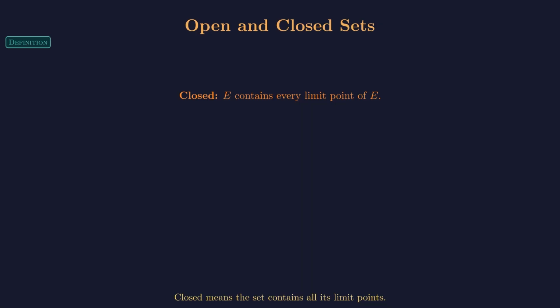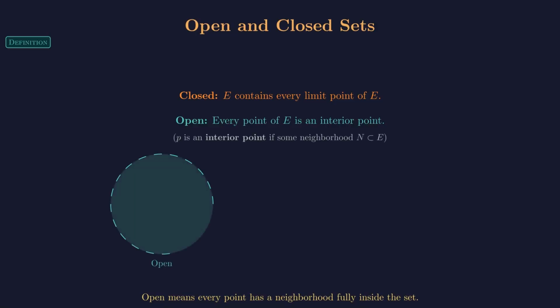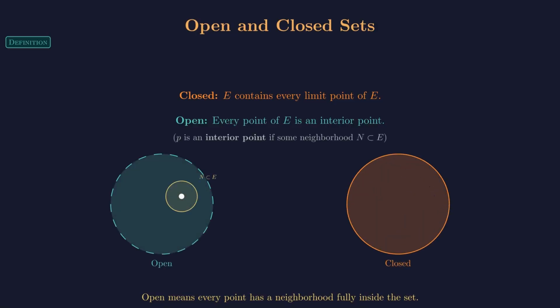A set is closed if it contains all its limit points. A set is open if every point is interior. You can fit a neighborhood entirely inside. Dashed boundary means open. Solid boundary means closed. And a set can be both open and closed, or neither.